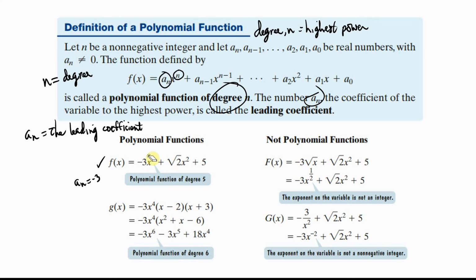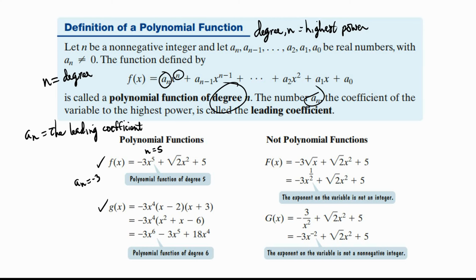So for this one, see that n is 5. Let's look at g. Now g, the function is broken up. That is, it's already factored. So to be able to get the degree, that is the highest power, you can multiply that out, which is what they do, but you don't have to. You can just count up the power.